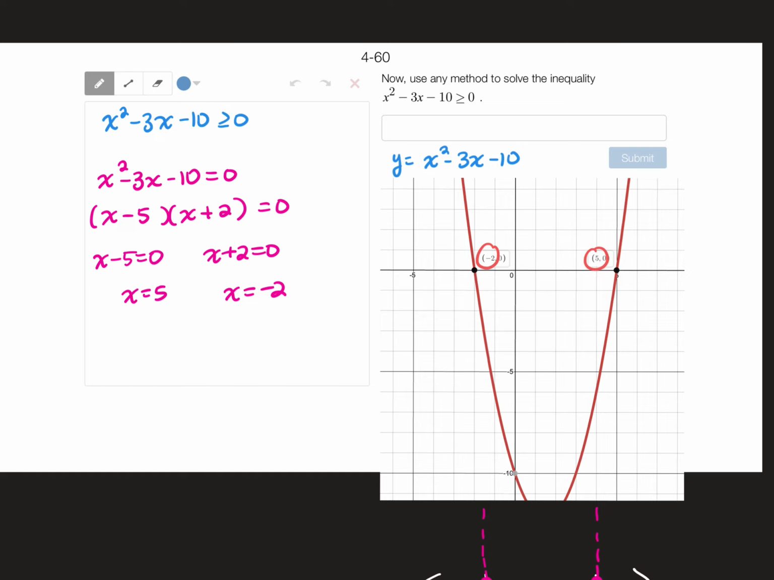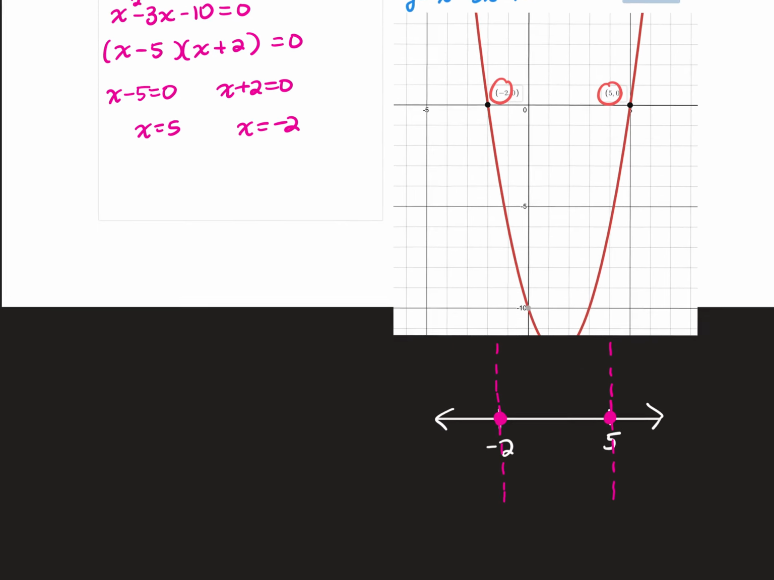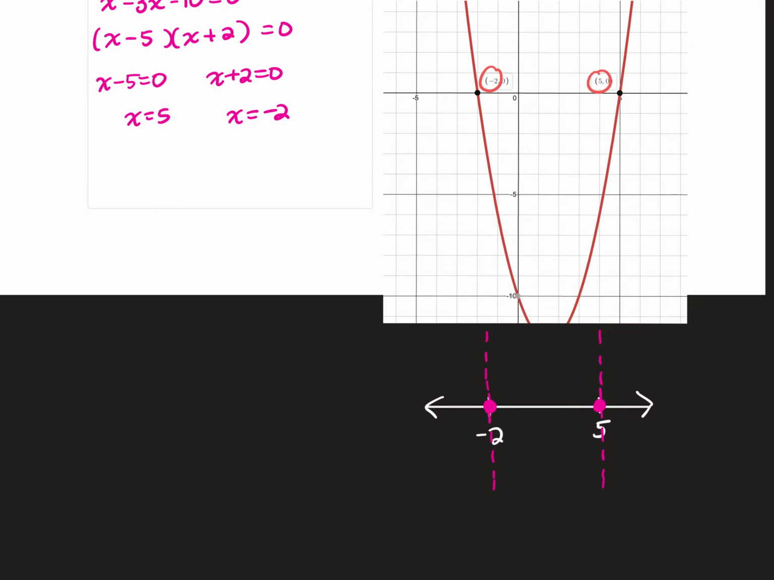Now, once you have those, we need to go ahead and do some testing. So I have region 1. Maybe I'll pick x equals something less than -2, x equals 1. I have region 2. I'm going to pick something in between -2 and 5, so I'm going to pick x equals 0. And then I have region 3. I'm going to pick something bigger than 5, so I'm going to pick x equals 6.